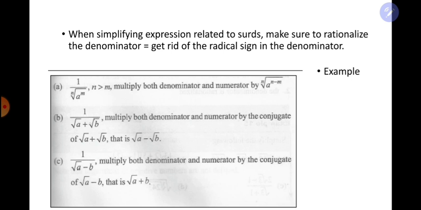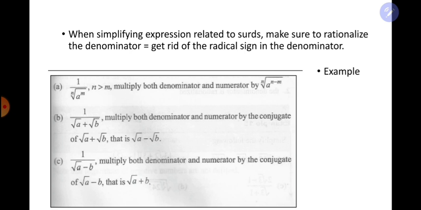And then if you have minus instead of plus kan, so you get the conjugate of root a minus root b, that will be root a plus root b, yeah.